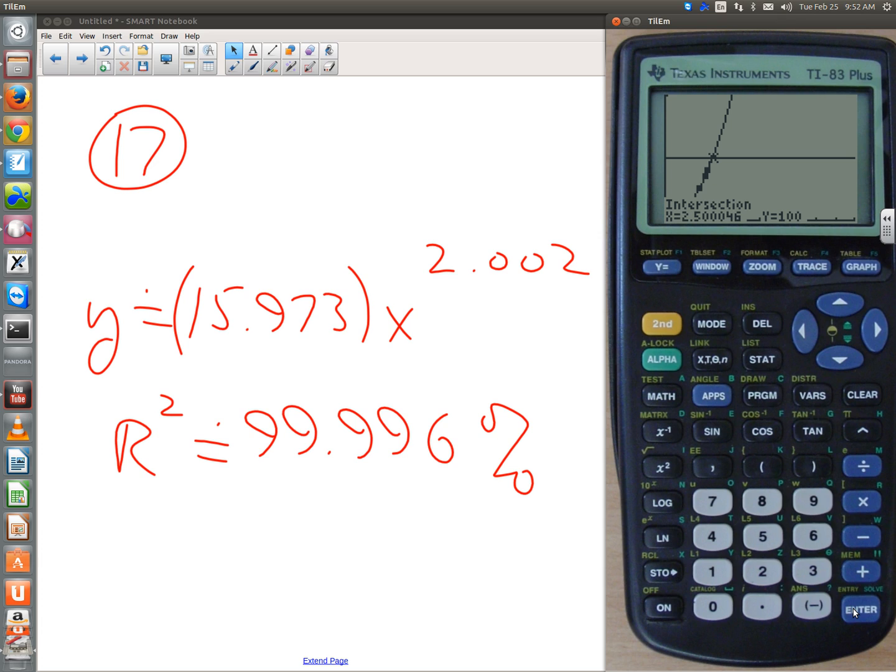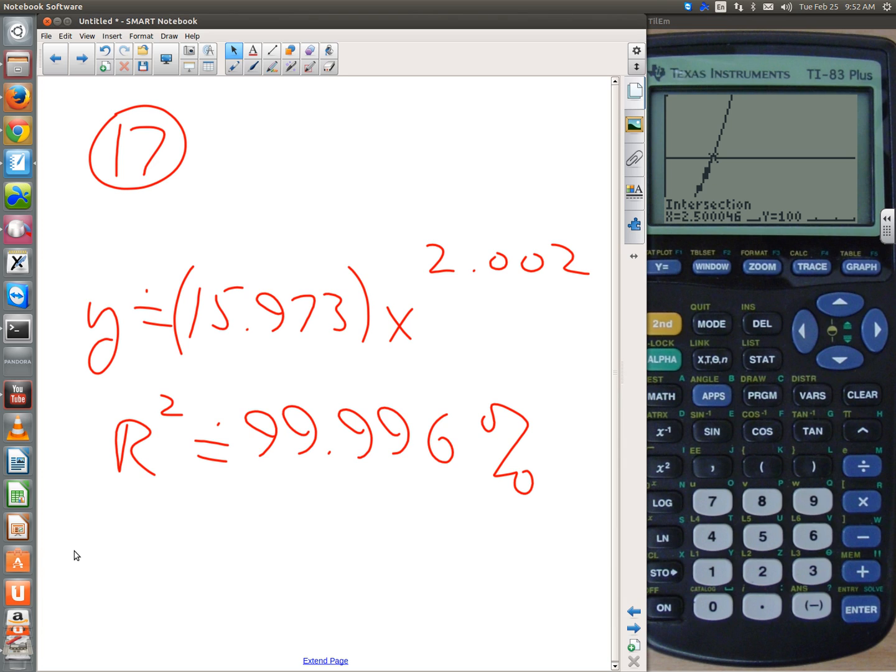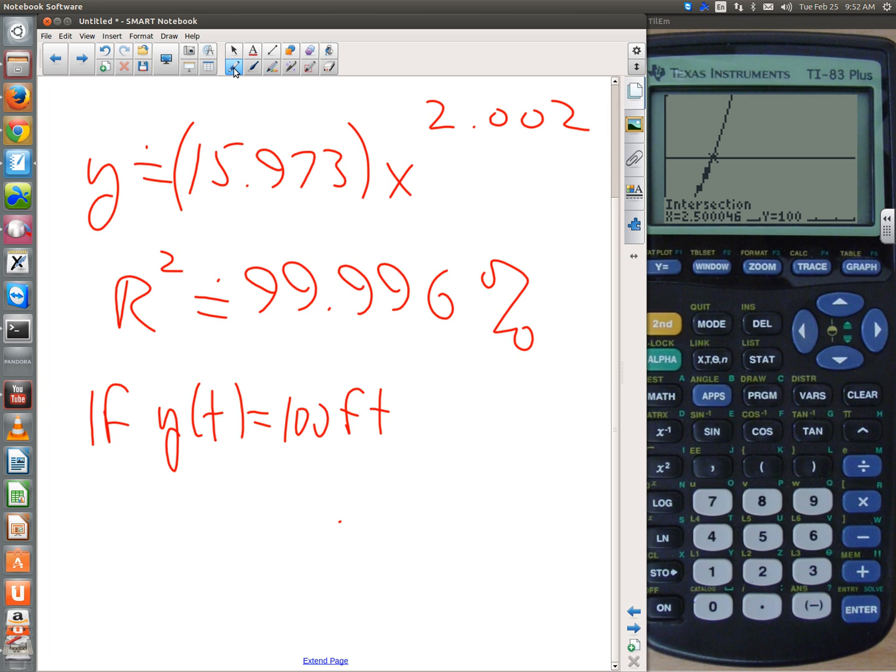So, give me a pen, if y of t is 100 feet, then t is about 2.5 seconds. Even if you round off to 3 places, right? Whatever. Okay, so that's part D. What else? What's next? Part E. All right, what do they want you to do in part E?